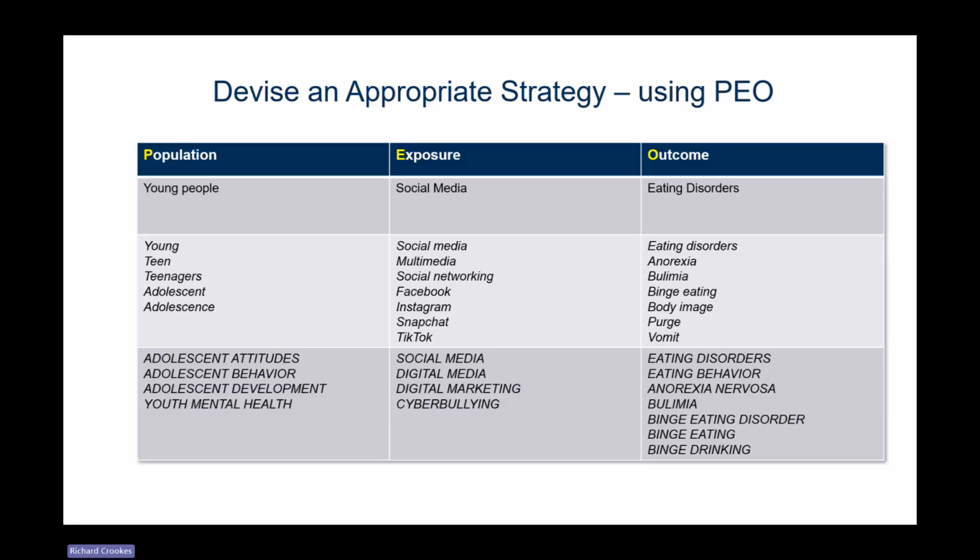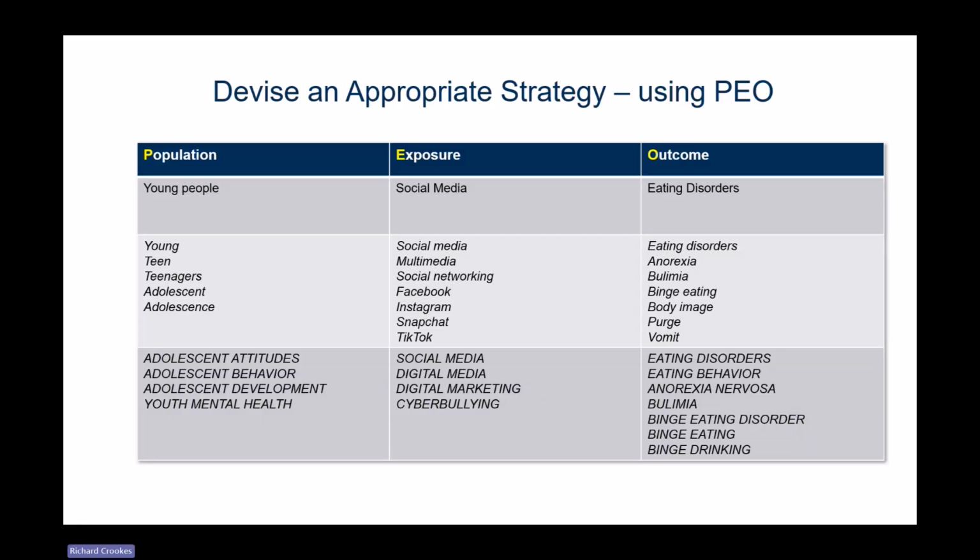And then for the outcome, of course, again, in italics and uppercase characters, we've got eating disorders, eating behavior, anorexia nervosa. You'd expect these would be APA Thesaurus terms, given the nature of this database, binge eating disorder, binge eating, etc. Okay, so this is not an exhaustive list. This is just to really illustrate the process of breaking down that research question into the three key elements, and then identifying the various synonyms that we should be searching for when we create that search strategy.